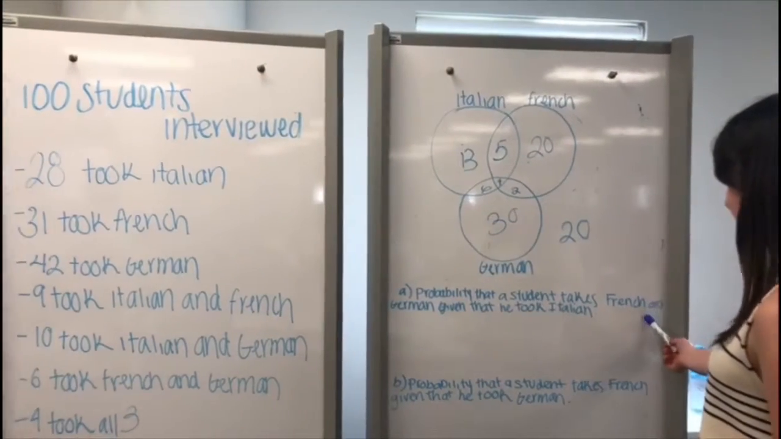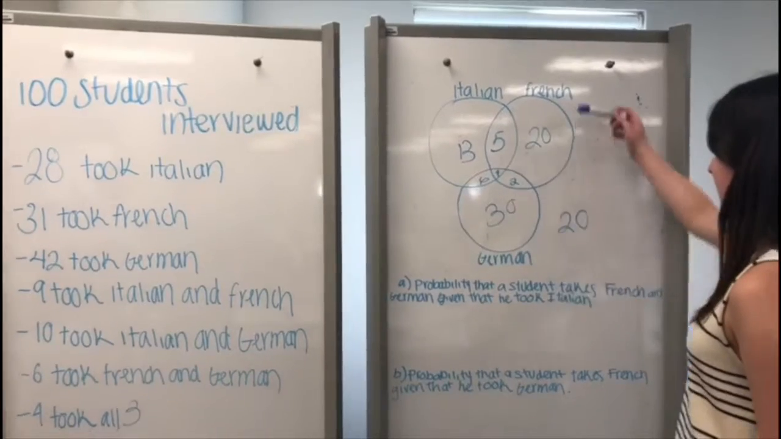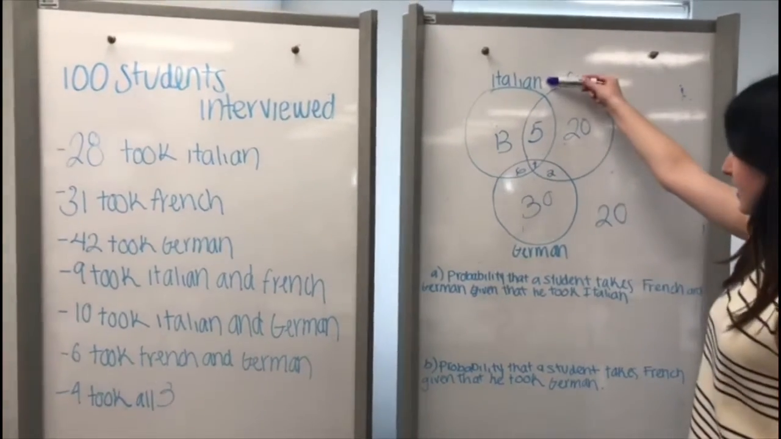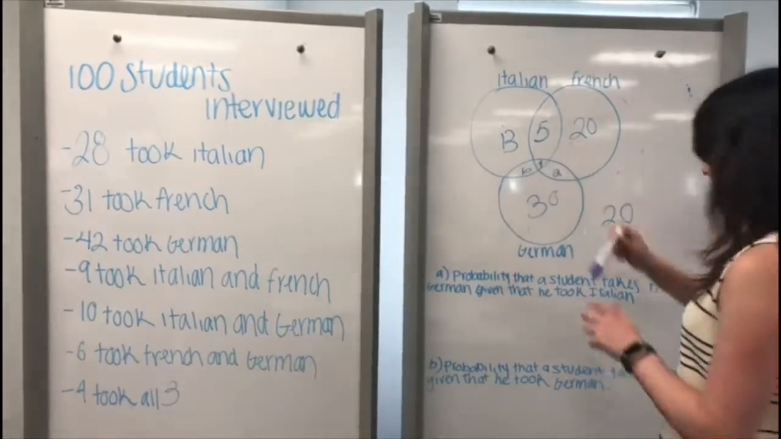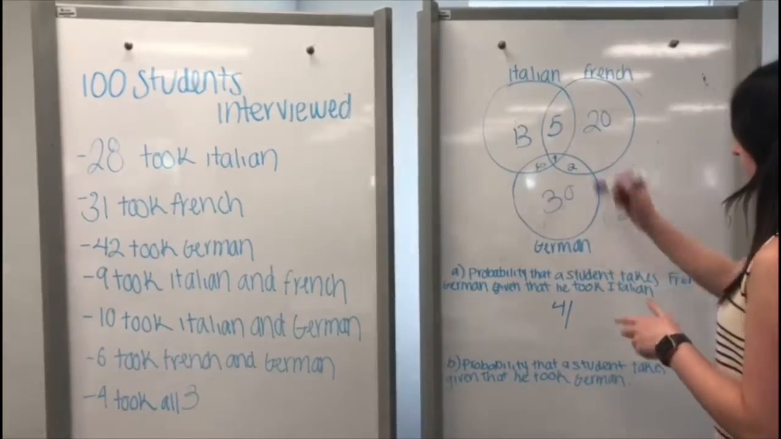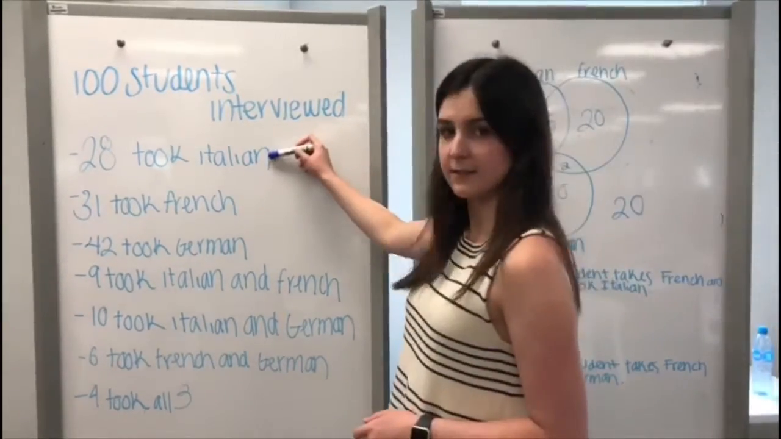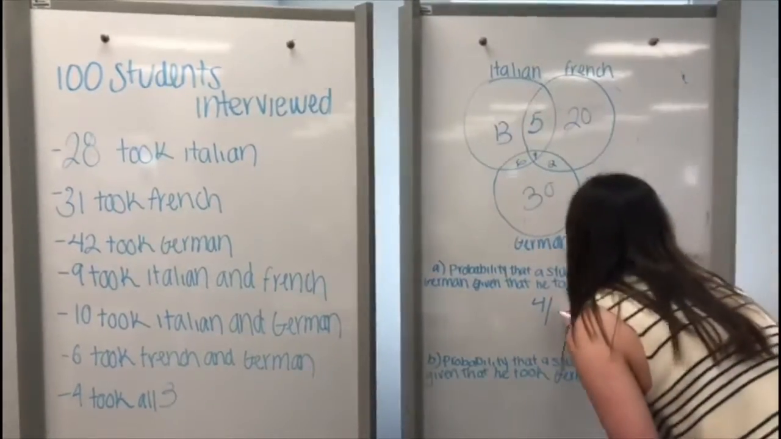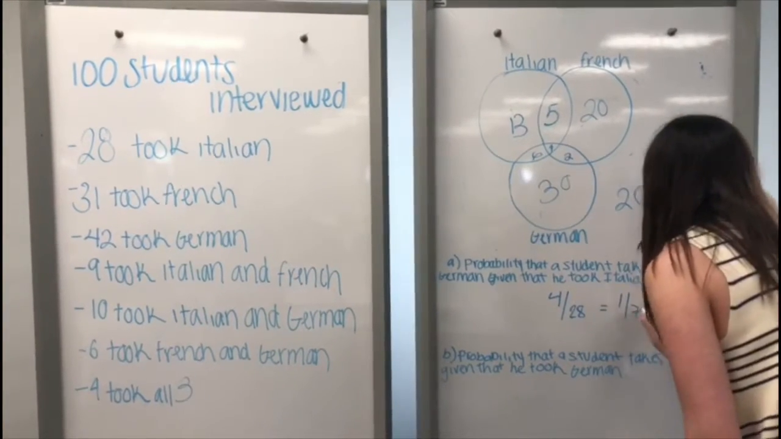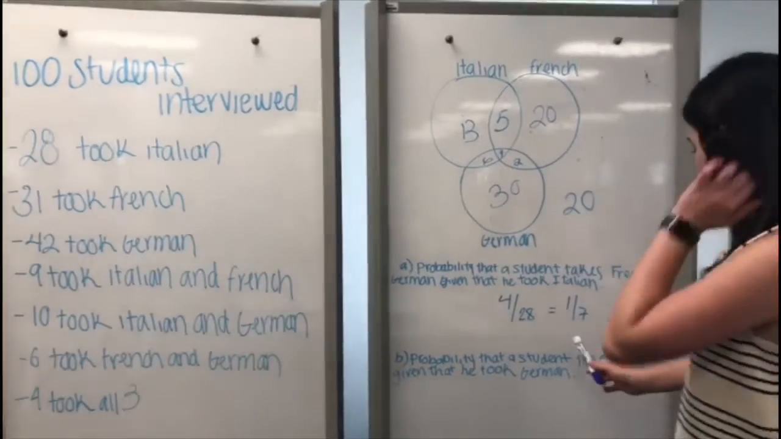So in this first problem, the probability that a student takes French and German given that he took Italian, we look at the Venn diagram and see where French and German together coincide with the people who took Italian, which is that 4 in the middle. So we write 4 over 28, which is the amount of people who took Italian, because it says given that. So now if we simplify that, we get 1 over 7.